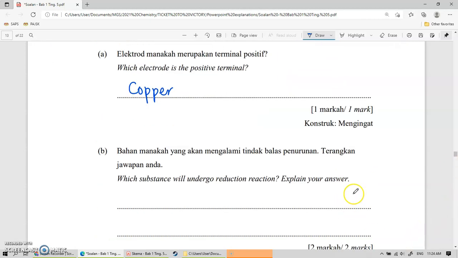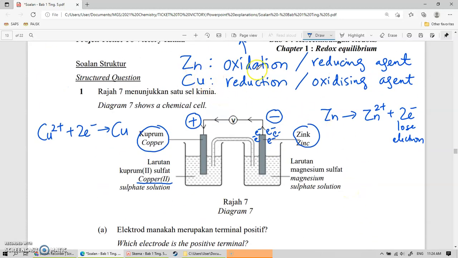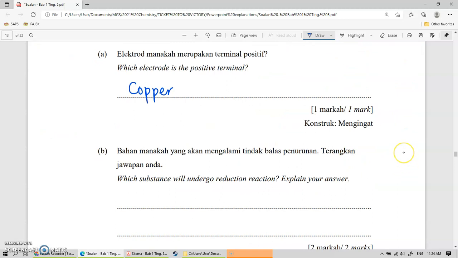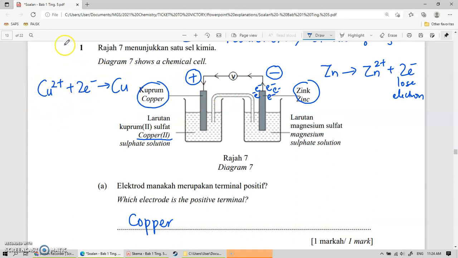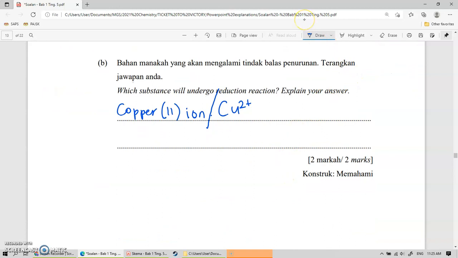Alright, which substance will undergo reduction? So we know that copper will undergo reduction. Copper 2 ion, or you can also write it as copper 2 plus, Cu2+. This is the substance that undergoes reduction. Copper 2 plus is reduced. Some of you may put copper 2 sulfate solution. That can be accepted too, but make sure you write the word solution.